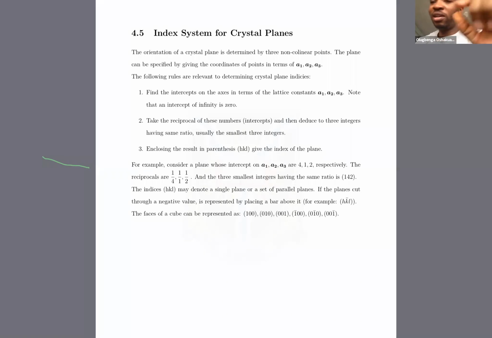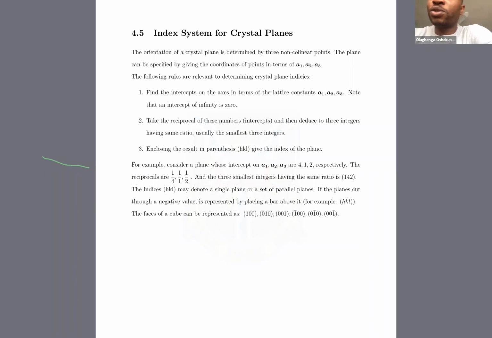So in a crystal, or in a crystal structure, the planes also have addresses. And the way we address the planes is the index system for crystal planes. What I've written here is just talking about the rules. How do we determine the addresses of these planes?